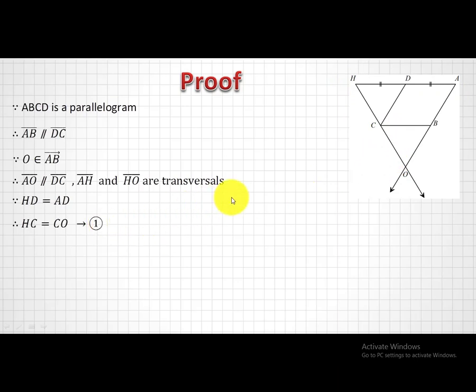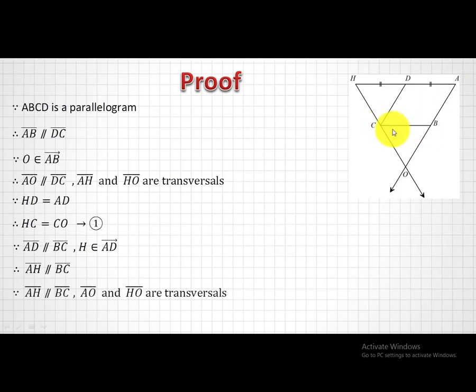First required. And since line segment AD is parallel to line segment BC from the parallelogram, and H belongs to the ray AD, therefore line segment AH is parallel to line segment BC, and AH is parallel to BC, and AO and HO are transversals, and since HC equals CO, therefore AB equals BO. Second required. Clear?